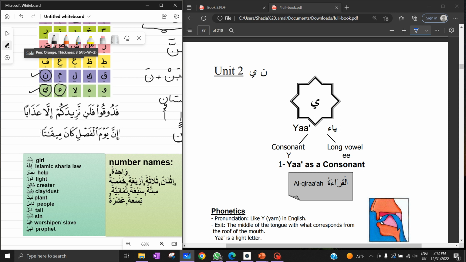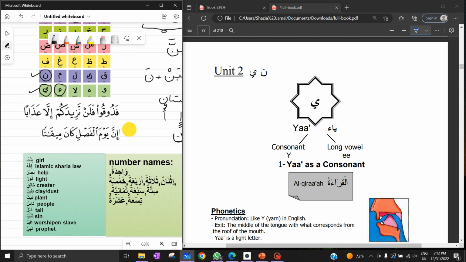Lan is with sukoon here. Nazidakum: noon with shadda and fatha. How are you going to read it? Nazidakum. Here there are some tajweed rules. I'm not going into tajweed rules, but for you to know how noon with shadda comes in the Quran, just for the example: Nazidakum illa azaba.